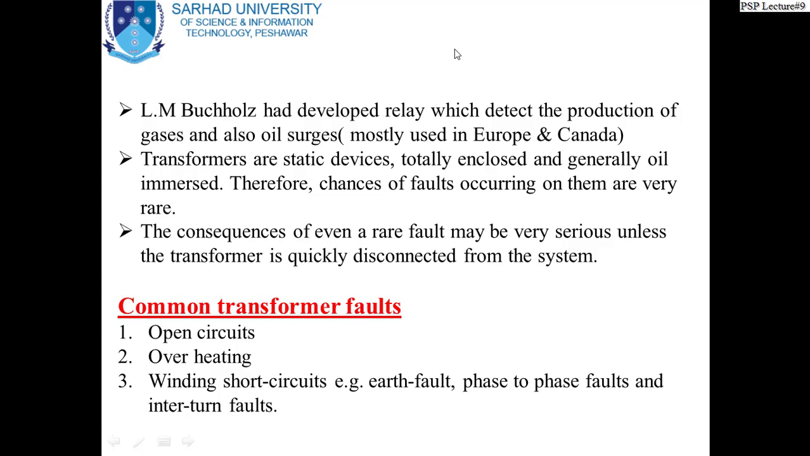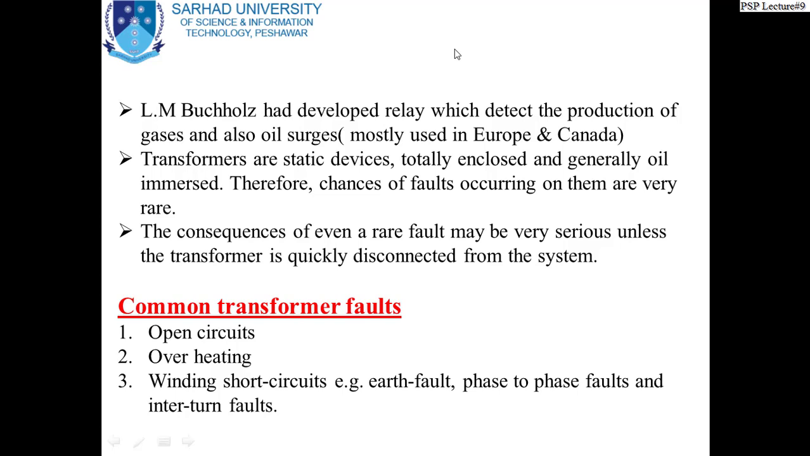Transformers, gentlemen, are static devices totally enclosed and generally oil immersed. Therefore, the chances of faults occurring on them are very rare. But the consequences of even a rare fault may be very serious unless the transformer is quickly disconnected from the system. Okay, so this was the brief introduction of the transformer and a general overview of the protection systems used for the transformer.